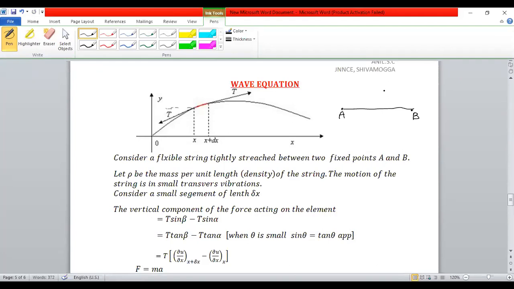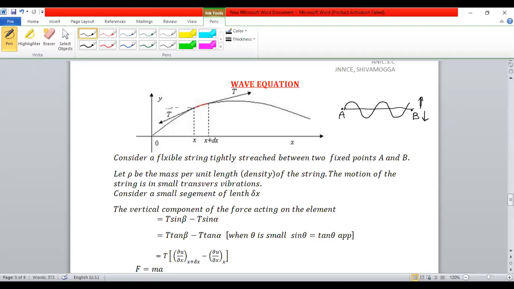If you pull this string vertically upwards or downwards, waves will be formed like this, right? If you pull upwards or downwards, waves will be formed like this. That means only vertical movement will be there. There will be no horizontal movement in the string.